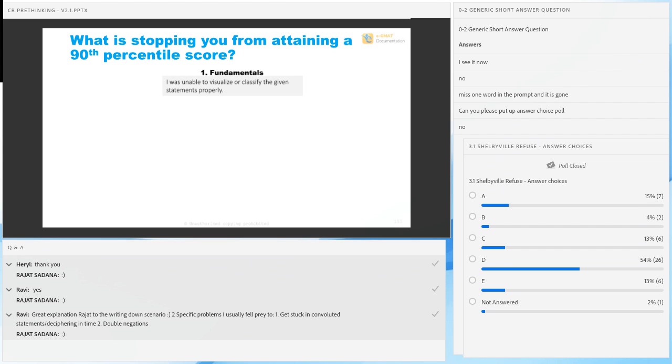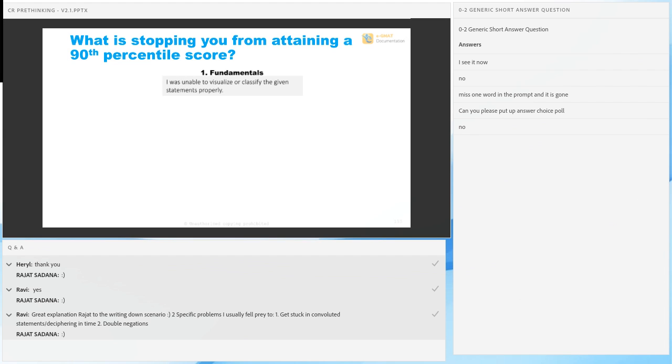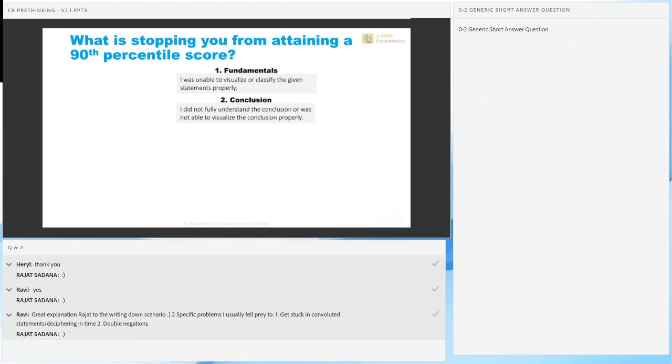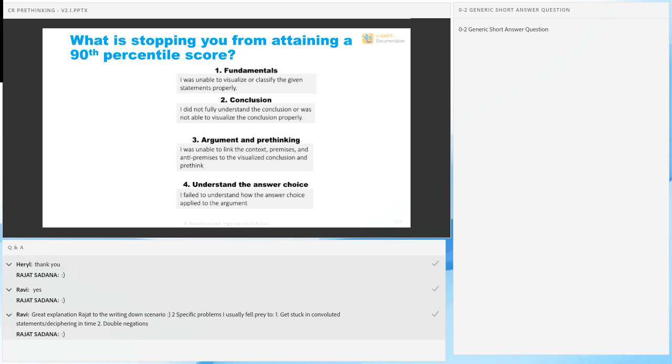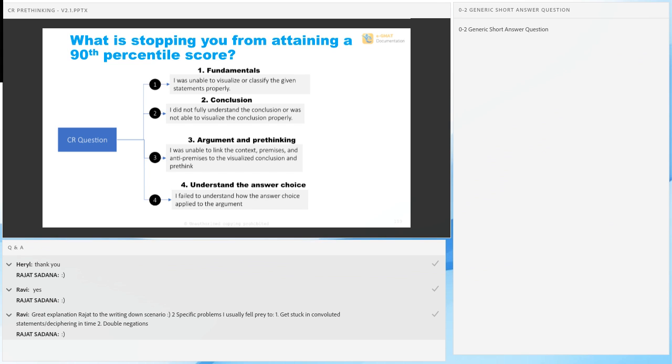Okay, I'm going to hide this over here. You've got to start from the very basics. Yes, that's true, miss one keyword and it's gone. You have to learn how to visualize and classify statements. Then you have to build the logical structure overall, which is where argument structure and pre-thinking comes in. Then you have to understand the answer choices. And essentially, if you follow the process, you're going to be able to answer every question correctly.